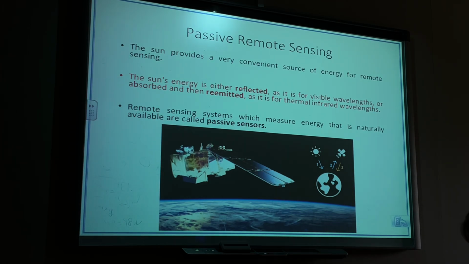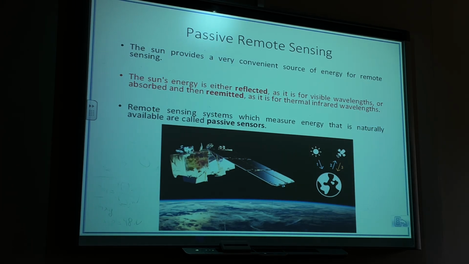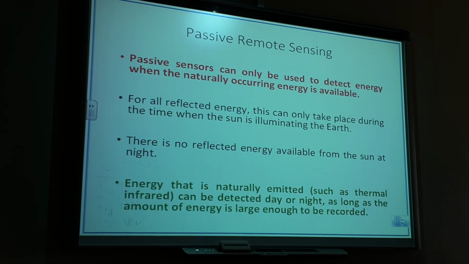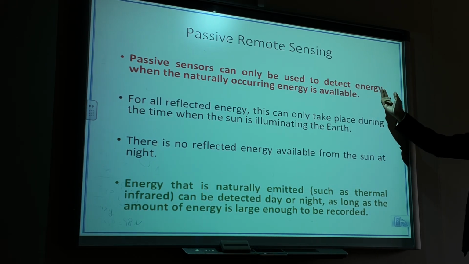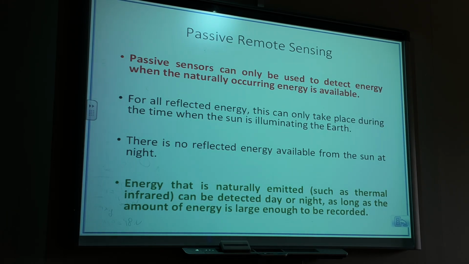Okay? Remote sensing systems which measure energy that is naturally available are called passive sensors. Naturally available means the energy which is from the sun; that energy these sensors are recording. So this kind of remote sensing is passive remote sensing. And the important thing, they can be used to detect energy only when the naturally occurring energy is available. That means, as I told you, when the sun is not there, or if it is cloudy, then you may not be able to do the remote sensing.